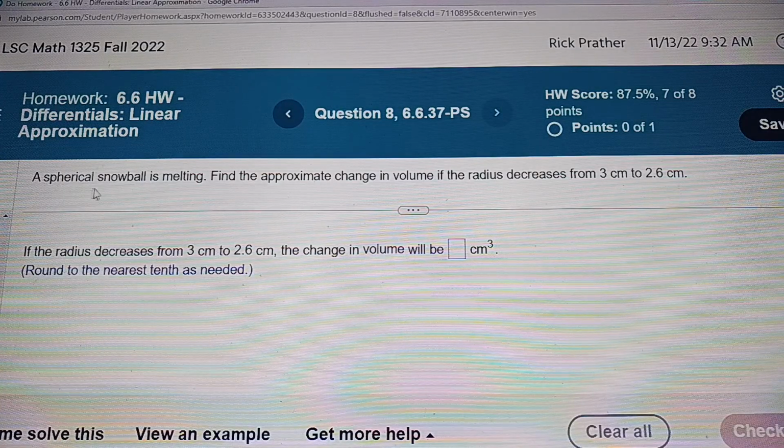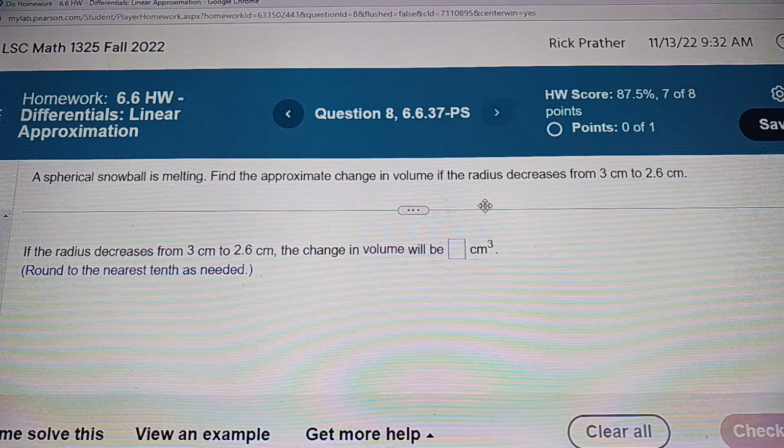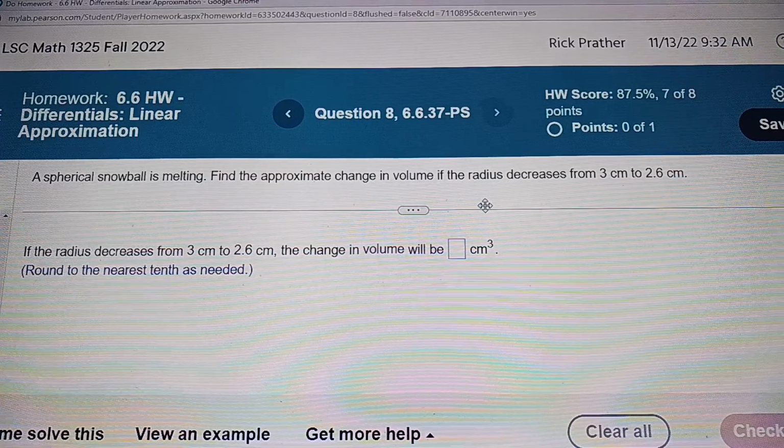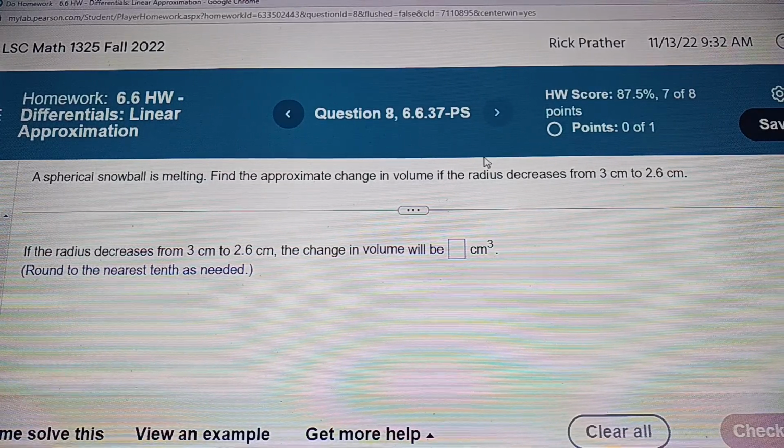A spherical snowball is melting, so the sphere's volume is getting less and less volume. Find the approximate change in volume as the radius changes. See, there's two things affected by each other. The volume is changing as the radius is getting smaller and smaller. And if it's warm outside, the snowball will melt. So as it gets smaller and smaller and smaller, the radius, at the moment in time we started keeping track, the radius was 3 centimeters and it decreased to 2.6.